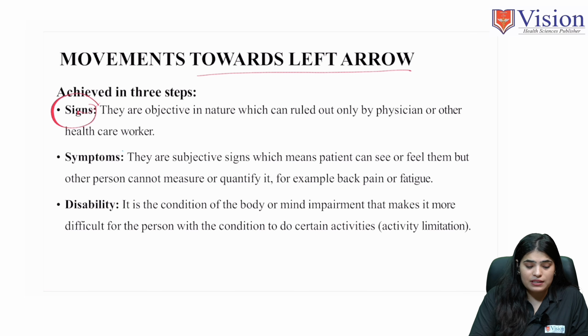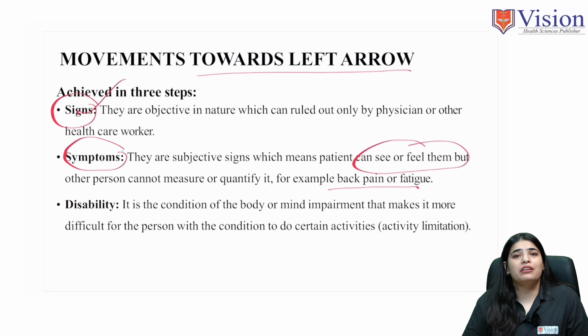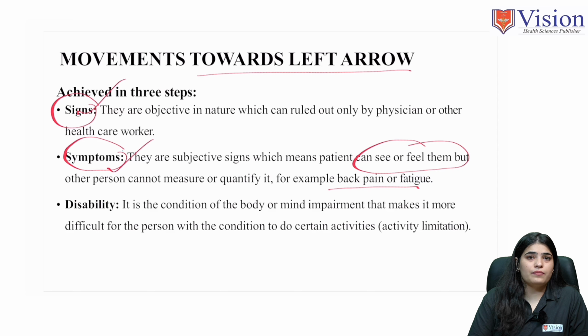That is the sign. Next are symptoms, and these are felt by the person or the patient. The perfect example of this is back pain, fatigue. Only you can tell that there is a pain in your body or you are tired. So, this is the example of symptoms. This is the second factor here in the left arrow.